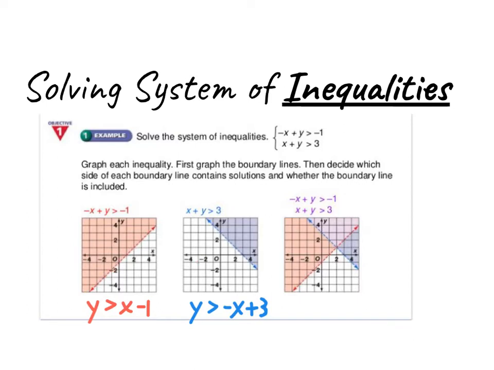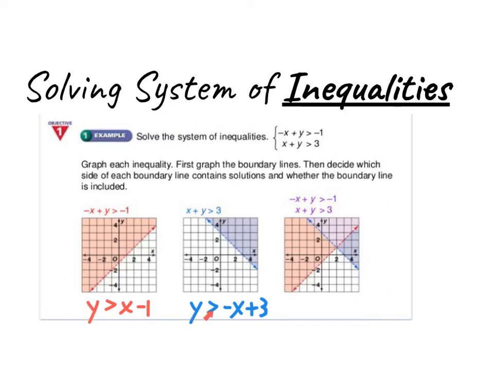solution to an inequality. This first graph here in slope-intercept form is y greater than x minus 1. So you see the graph. Of course, it's a dashed line because it's only greater than. The y-intercept is -1 and the slope is 1, okay? And it's greater than, so everything is shaded above that dashed line.